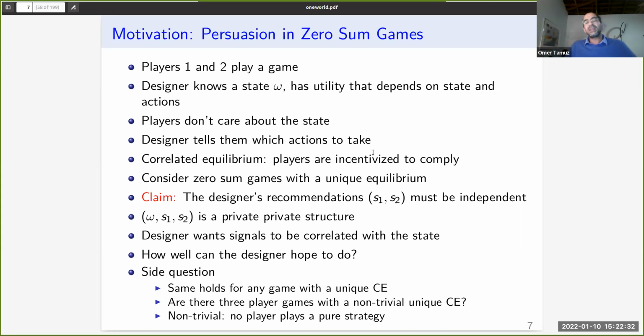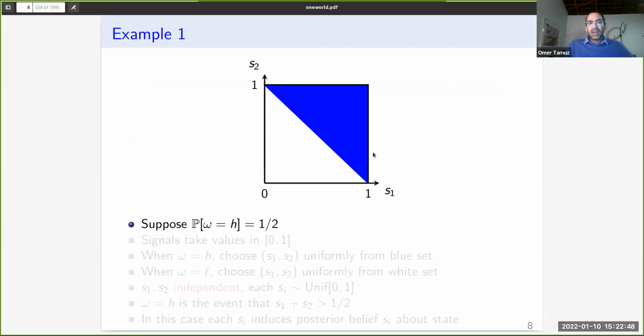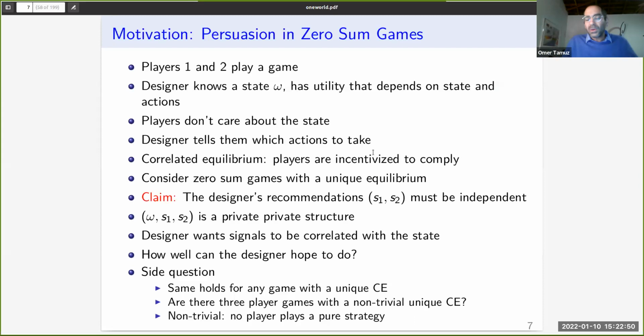The reason we're interested in it is that all these results about persuasion in zero-sum games actually apply to any game with a unique correlated equilibrium. We really have no interesting example for three players. So if anybody has an idea, I'd be very interested to hear. Okay, so this is it for motivation. Any more thoughts or questions?